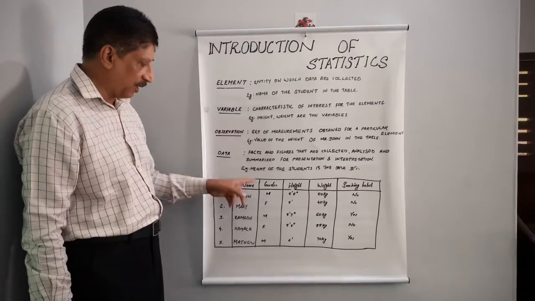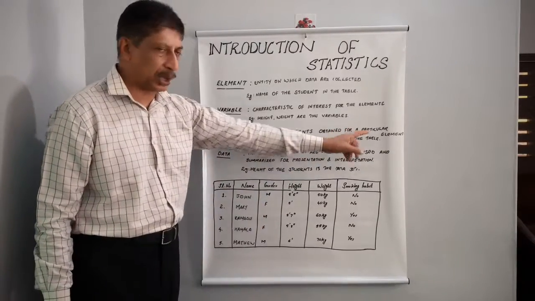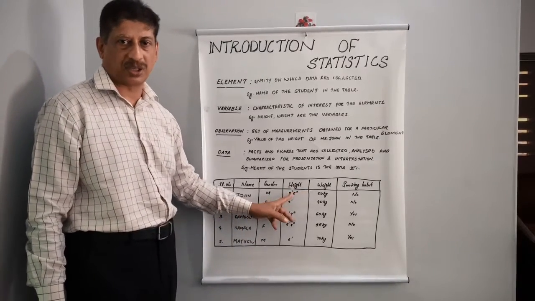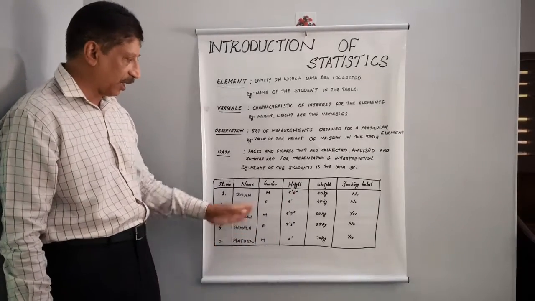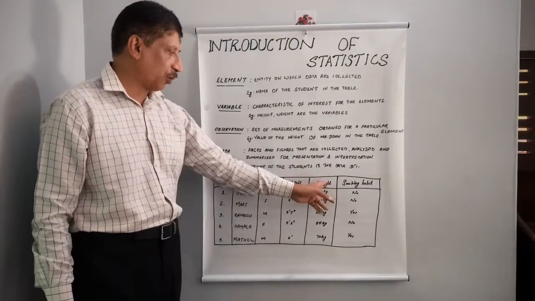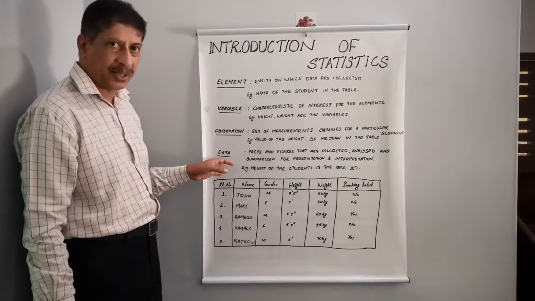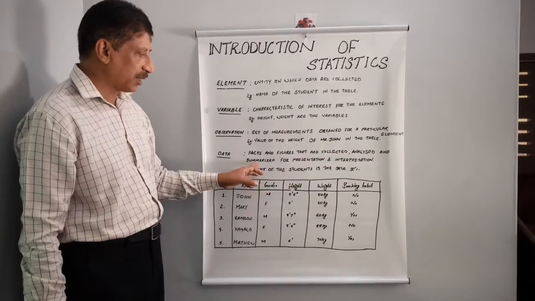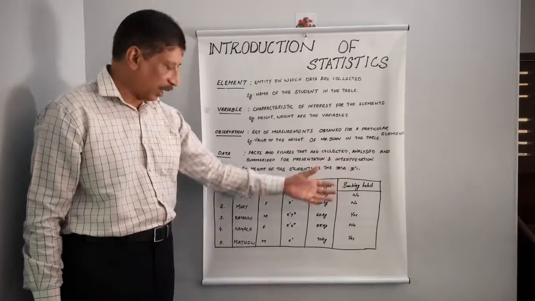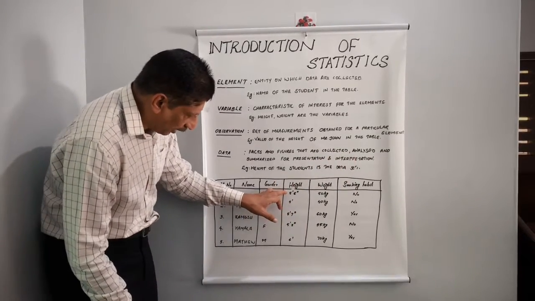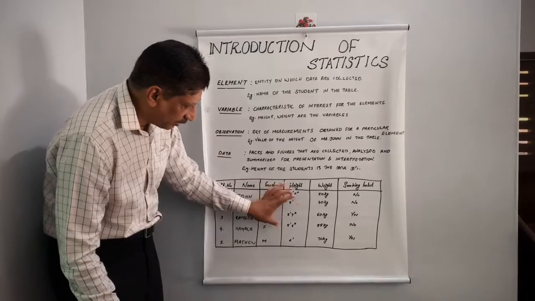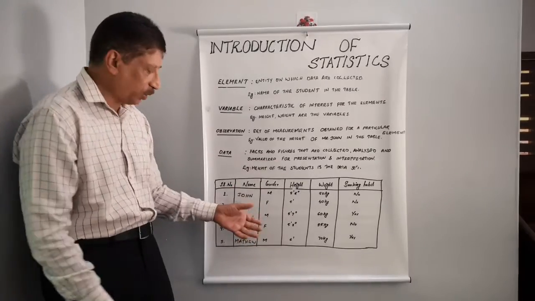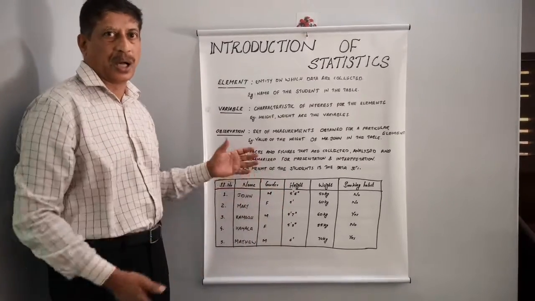The observation is a measurement obtained for a particular element. For example, the height of John is 5 feet 6 inches. This is an observation. We have 5 observations here in different categories: gender, height, weight and smoking habit. And then the data is the facts and figures that are collected, analyzed and summarized for presentation and interpretation. We have the 5 observations under height, and under gender we have male, female, male. This is the data set, and this data set we are going to analyze and summarize.